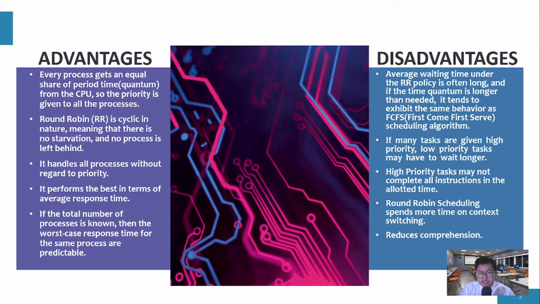Okay, let's move on to the disadvantages. For round robin scheduling, the average waiting time under the round robin policy is often long, and if the time quantum is longer than needed, it tends to exhibit the same behavior as the first come first serve scheduling algorithm. If many tasks are given high priority, low priority tasks may have to wait longer. High priority tasks may not complete all instructions at the allotted time. Round robin scheduling spends more time on context switching, and lastly, it reduces comprehension.